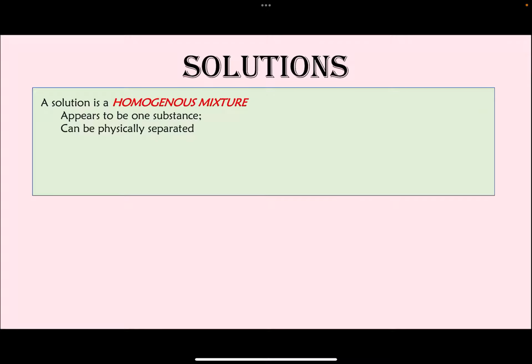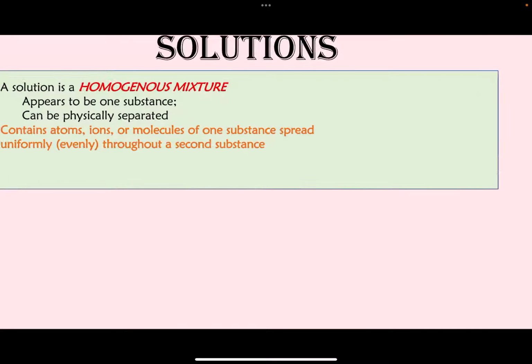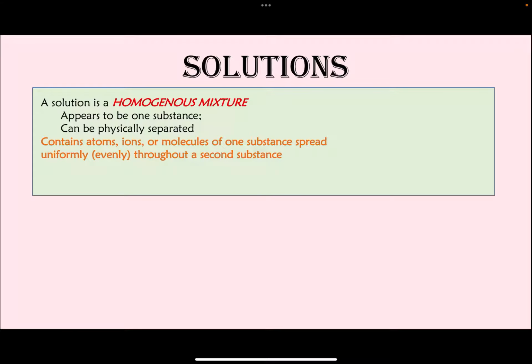Solutions are generally homogeneous mixtures, which means if you look at any solution, everything in that mixture is completely dissolved and it appears the same everywhere. We can separate them using physical techniques, for example, distillation or crystallization. In a homogeneous mixture, all of the particles in the solution are spread uniformly or evenly throughout the second substance. Remember that we can have different types of solutions, which we'll talk about in a little bit.